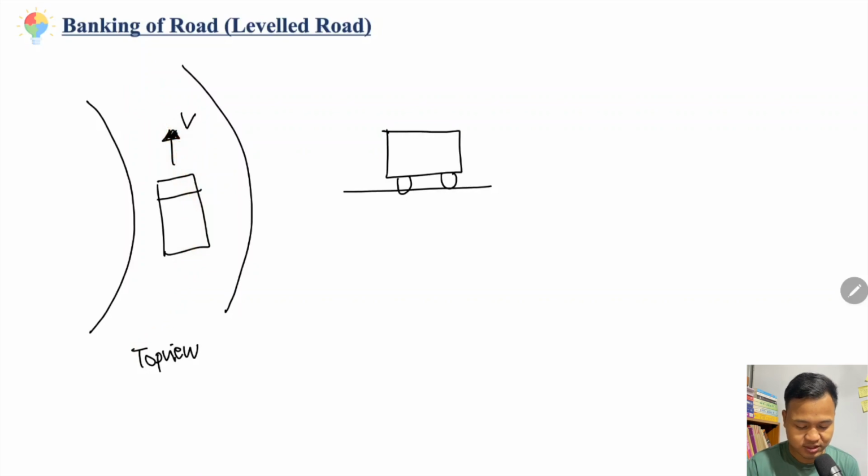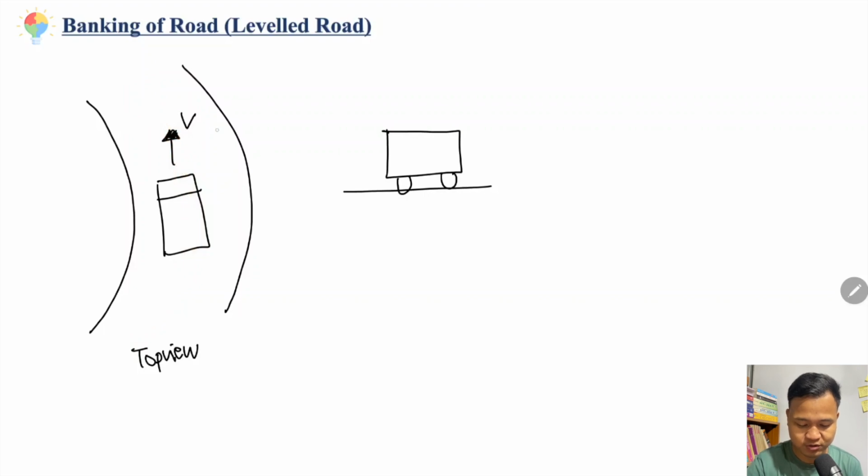So the circular motion concept applies here. So there must be a force, right? So there must be some force, some centripetal force, that is responsible for this circular motion. Okay. The centripetal force comes from an external source.